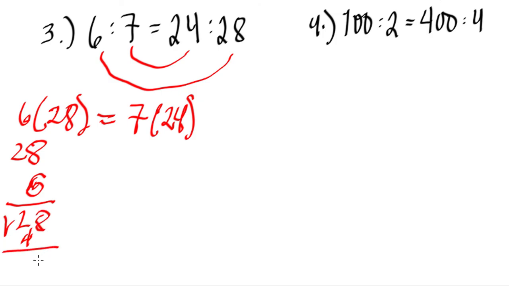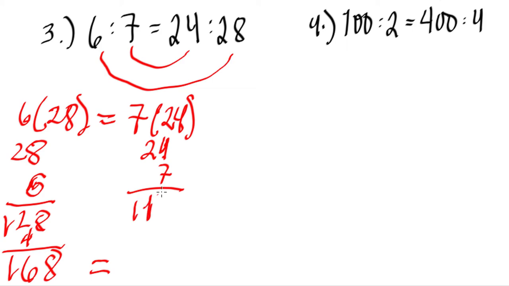So therefore, what we have here is 168. Okay, 168. And then here on the other side, what is 7 times 24? So let's put it like this: 24 times 7. 7 times 2 is 14. 7 times 4 is 28. So 1, 6, 8. Therefore, 168 is equal to 168.